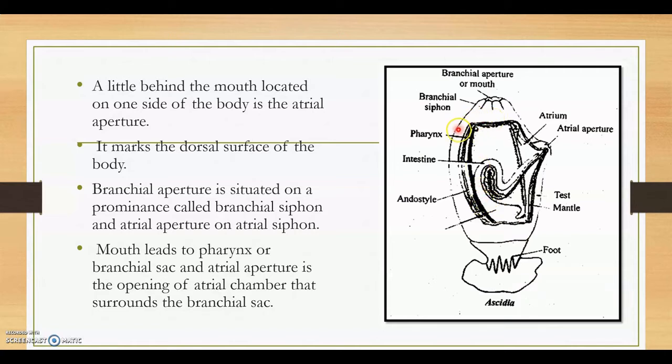This is an adult, which is fixed at the bottom, hence it is called sedentary, and this is called the foot. Now this covering is called what? Test, or tunic. It's made up of tunicin. Now this is the mouth, the branchial aperture. It's called the branchial aperture, or simply the mouth.